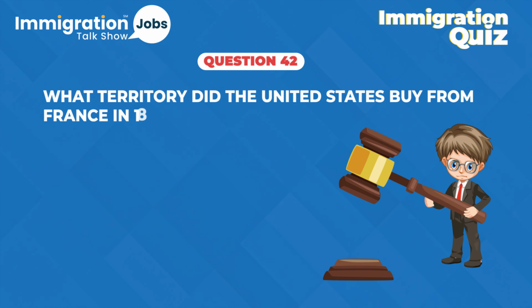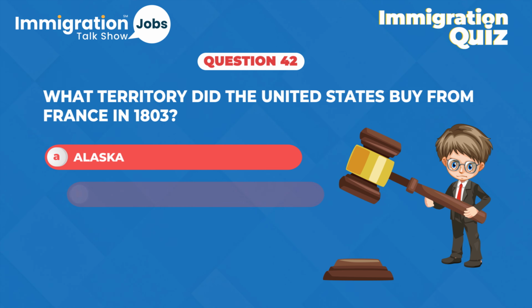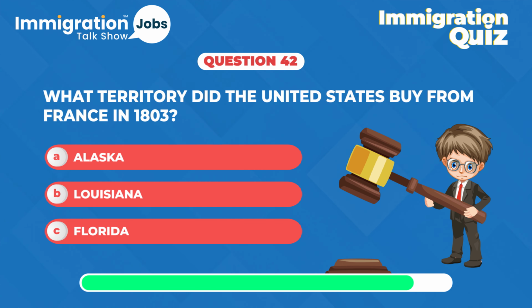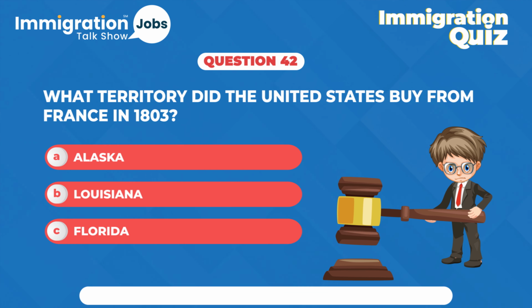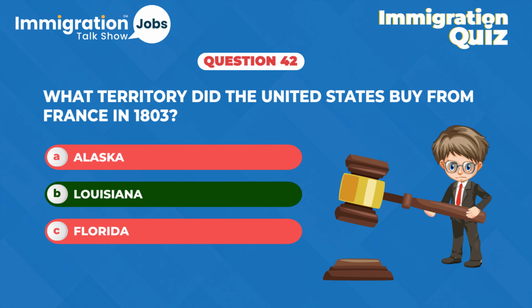What territory did the United States buy from France in 1803? Option A, Alaska. Option B, Louisiana. Or option C, Florida. And the correct answer is option B, Louisiana.